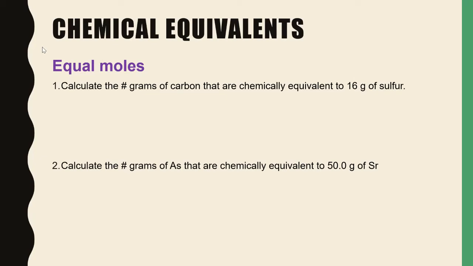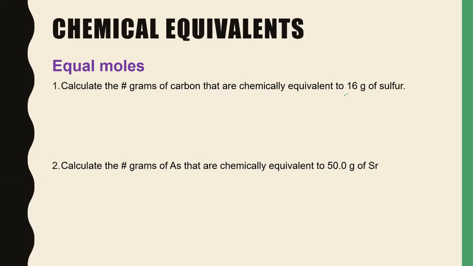All right, so let's quickly go over this idea of chemical equivalence. Basically, this is trying to show you, as we did with the periodic table, that every element, a mole of one element, doesn't have the same mass as a mole of another. So, what if it's a partial mole? That's what we're going to do here.